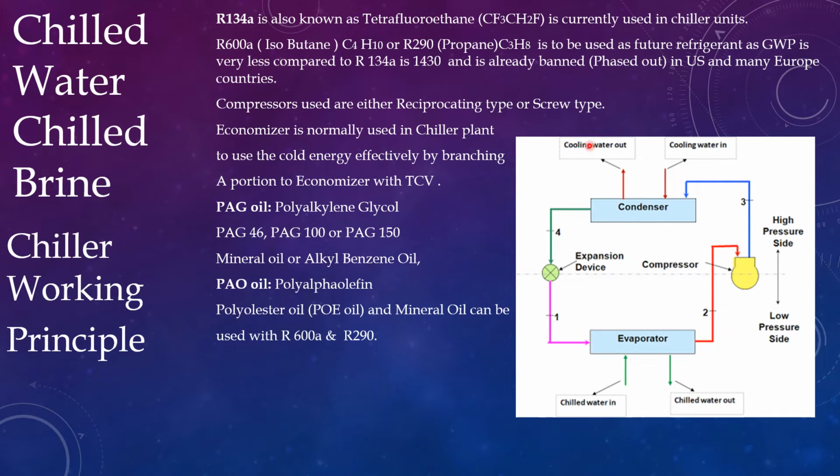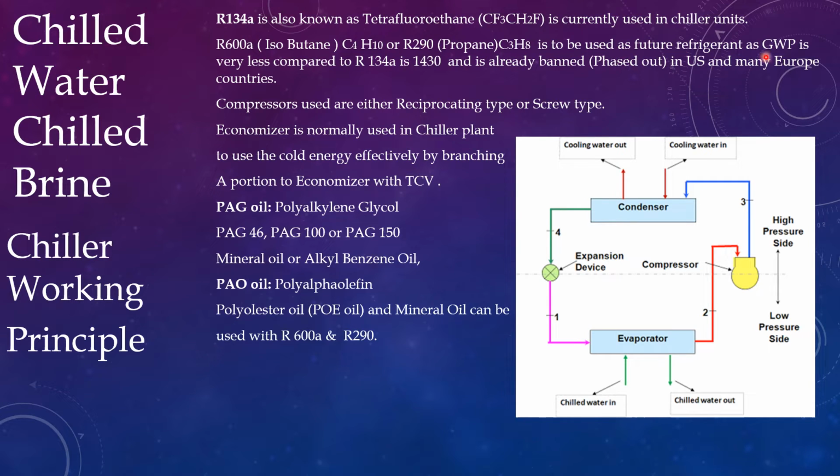This is a schematic diagram of a chiller unit or chilled water compressor in any industry. Now R134A is used in many places. It is tetrafluoroethane, CF3CH2F, in Gulf countries and in some places in India also. It will be obsolete in 5 more years. In 2025, we have to go for R600 isobutane or for R290 propane.